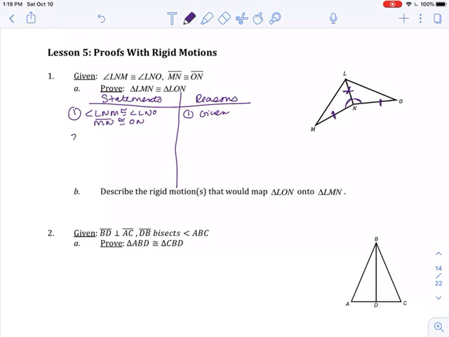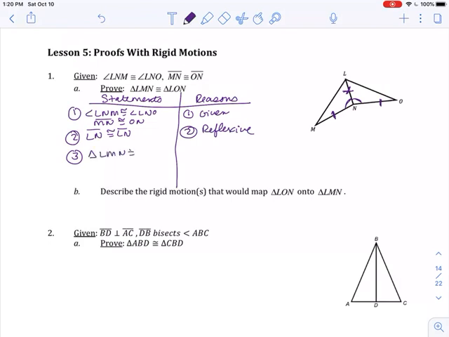So look at this picture right there. What do they have? Hopefully you can see that they share that side LN. And hopefully you remember how to write that step. You just write LN is congruent to LN. Everything is congruent to itself. Try and remember the name of that property. It's reflexive property. At this point, my triangles, I have enough.